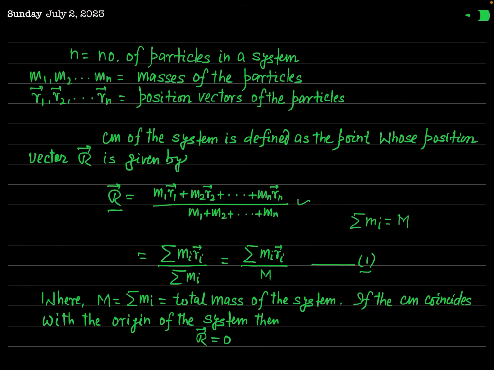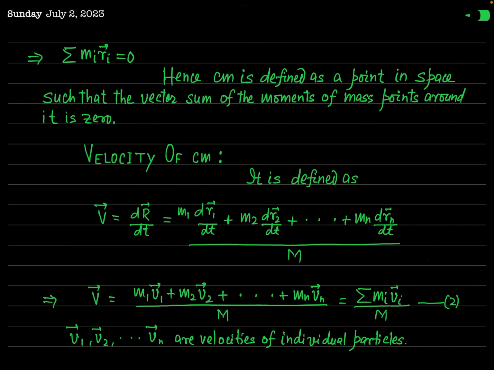So if you consider that the origin of the coordinate system coincides with the center of mass, then its position vector, this capital R, will be equal to 0. Now see from this equation 1, if R is 0, that means summation mi Ri over capital M will be equal to 0, because this is equal to R. And if it is 0, then this summation mi Ri will be equal to 0.